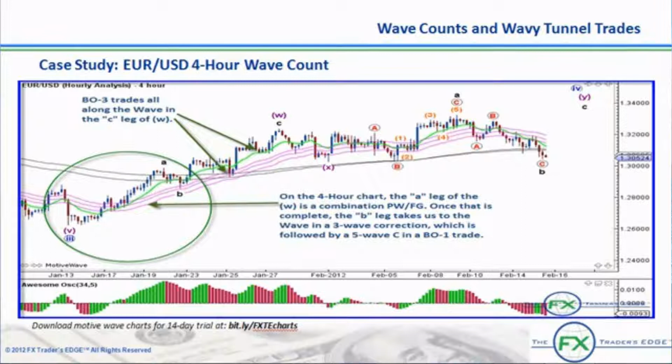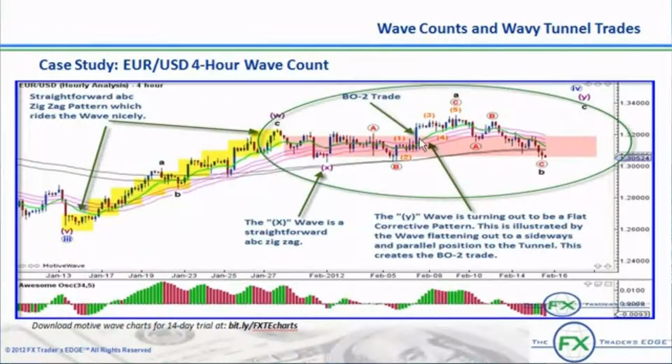On the next slide, we will continue along with this corrective sequence and make sense out of more of the wavy tunnel trades. The wave W, a straightforward ABC zigzag pattern which rides the wave nicely, is highlighted in yellow. We described the wavy tunnel trades on the previous slide. Let's move on to the pink highlighting.